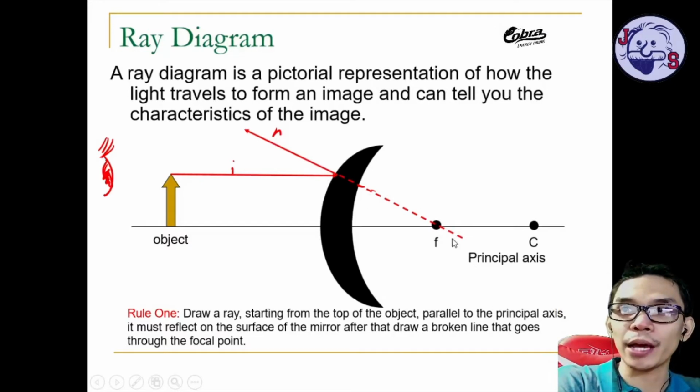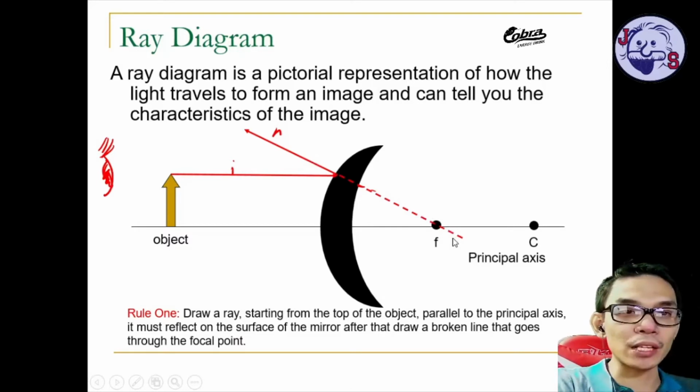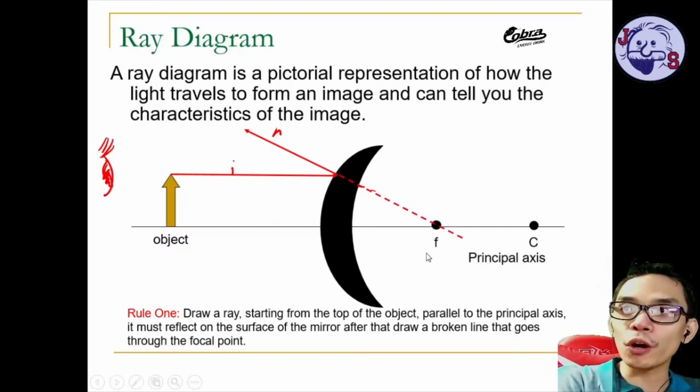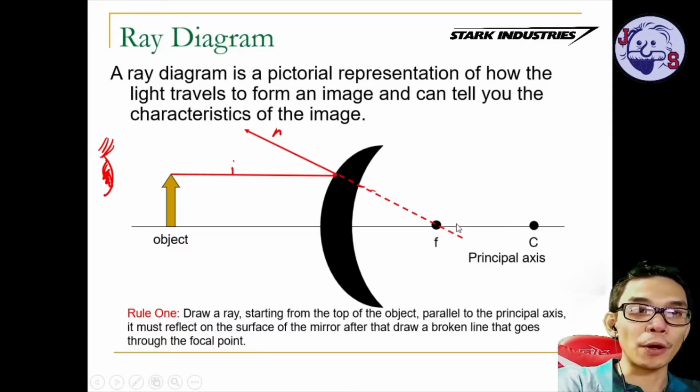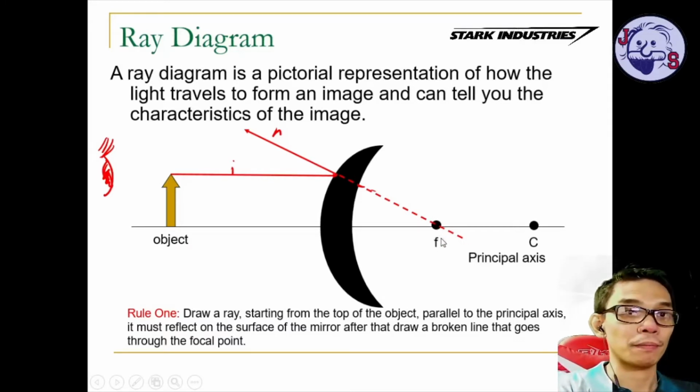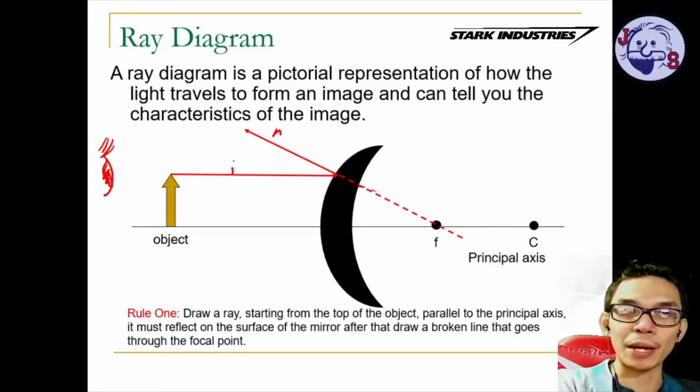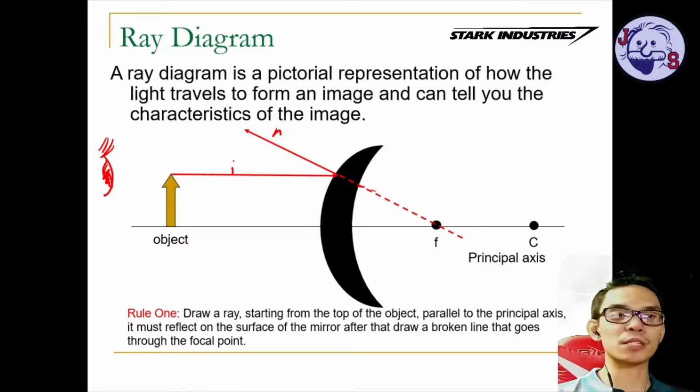So this is the broken line, and we satisfy the first step. It should go to the focal point. As you can see here, the broken line goes to the focal point. Okay, so that is the principal ray for the convex mirror.